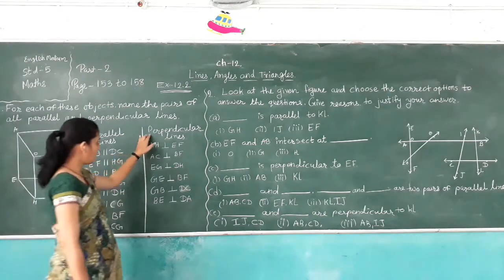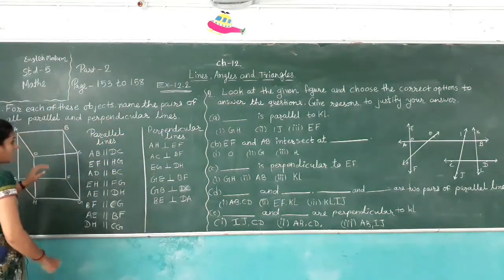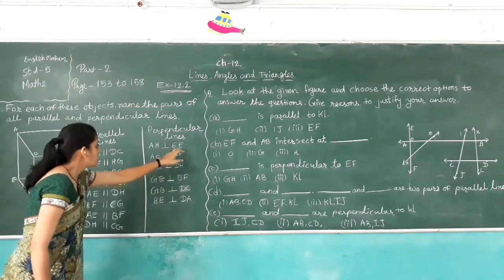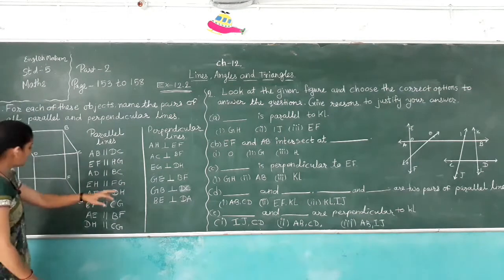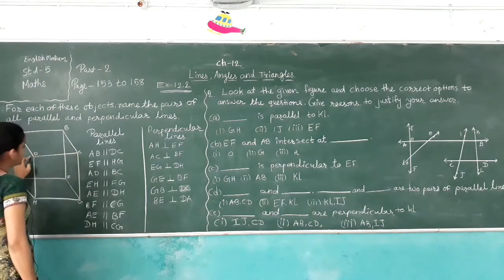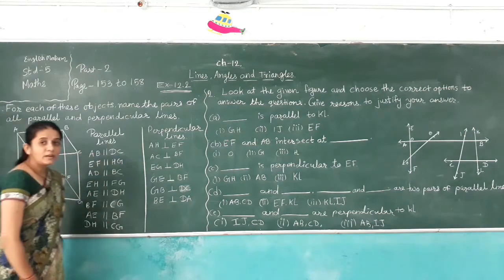Then we find perpendicular lines. AE perpendicular to EF. Look here, AE, both here E and F. Then similarly others such as BF, EG, DH, GE, GB, DC, BE, DA. Another one is your homework.